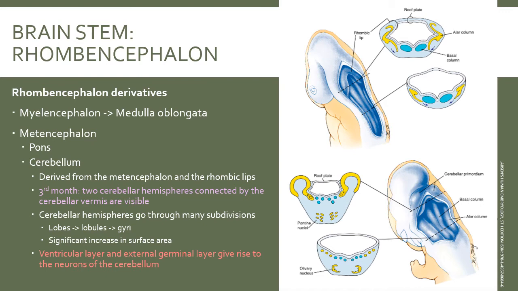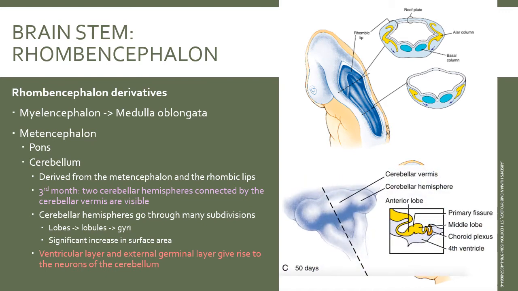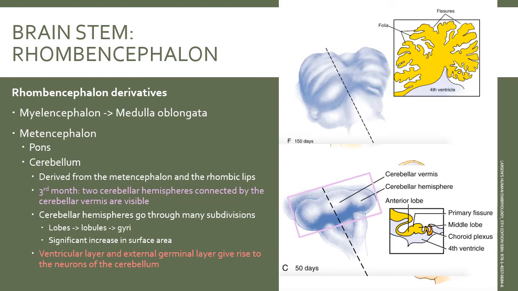The cerebellum is derived from both the metencephalon and the rhombic lips that we talked about on the last slide. And in the 3rd month, what we'll see is that there are 2 cerebellar hemispheres that have formed from the combination of the metencephalon and the rhombic lips, and they're connected by the cerebellar vermis. Now, those hemispheres are going to go through many, many subdivisions. First, they'll develop lobes, and then lobules, and then gyri, much like the cerebral cortex of the brain.